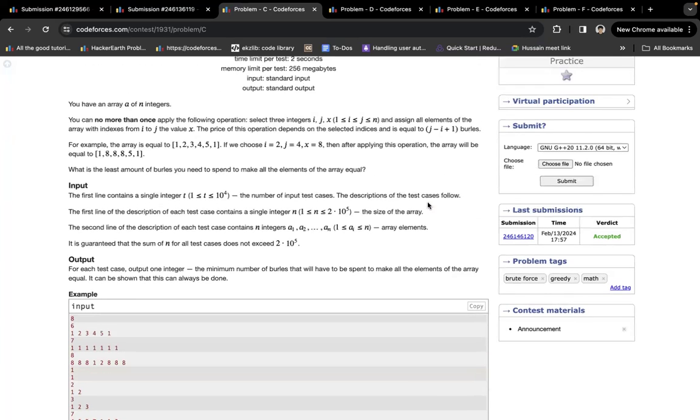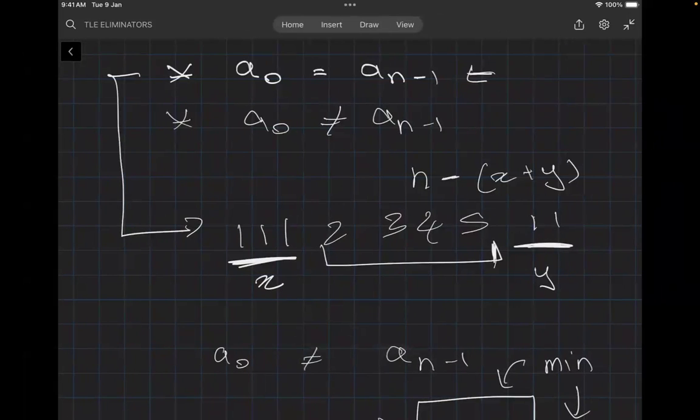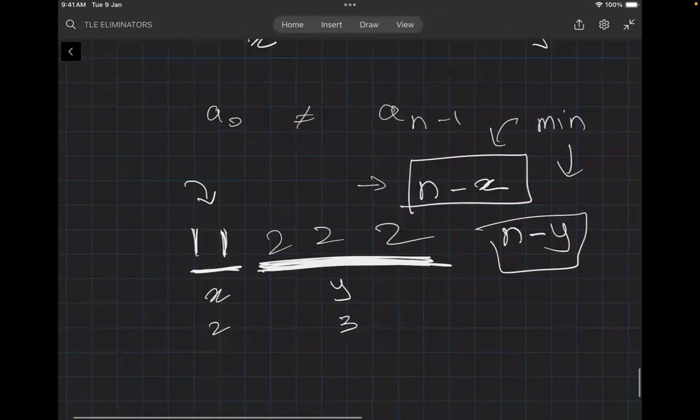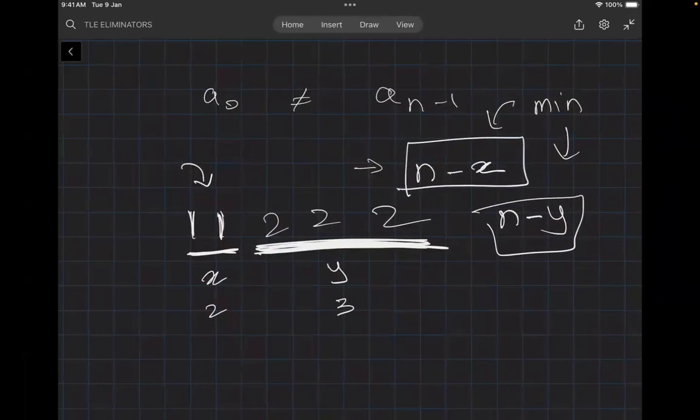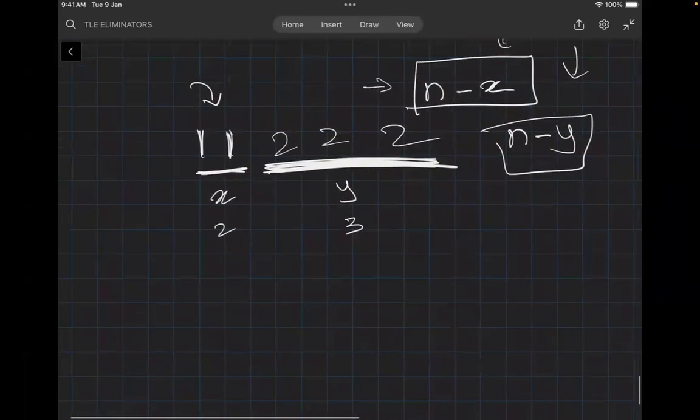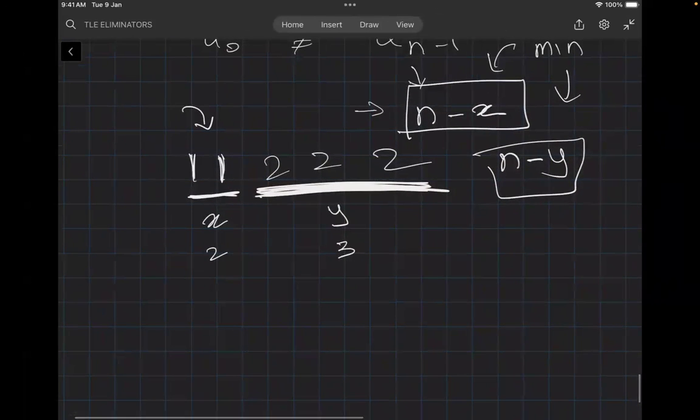Yeah. Show the previous example, the last example. Yeah. Tell me. The minimum of n minus x, n minus y. Yeah, this one. So in between 1 and 2, if other elements are there, you have to consider that also, right? Yeah. So that is why I'm taking n. N is the number of elements.